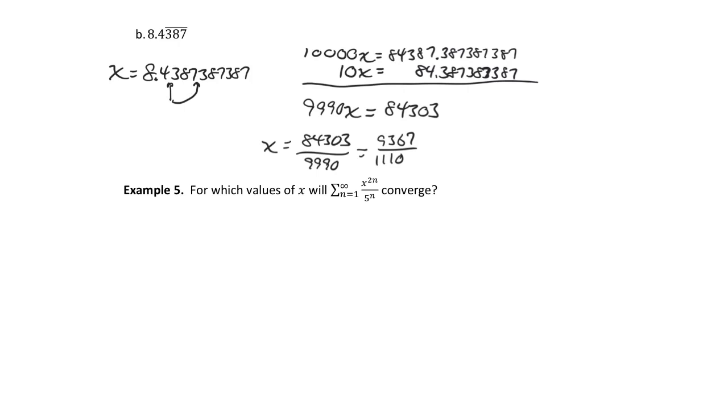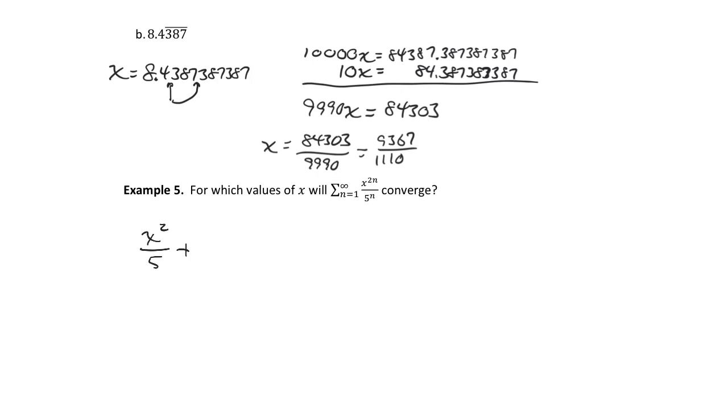Okay, so for our last example with geometric series, before we do the next thing, for which values of x will this series converge? It's x to the 2n over 5 to the n. Well, I don't really know much about this, so let's play with it. I'm just going to write out some terms. When n is 1, the exponent of x would be 2 times 1, so x squared divided by 5 to the first, 5, plus.